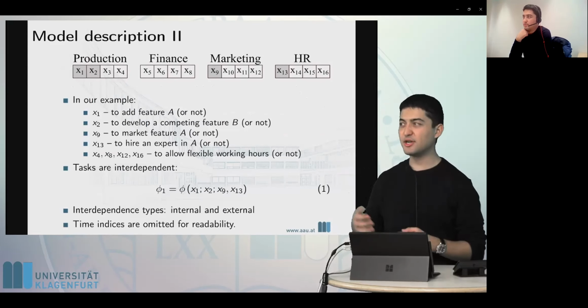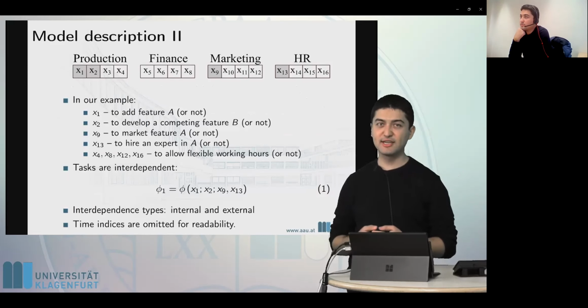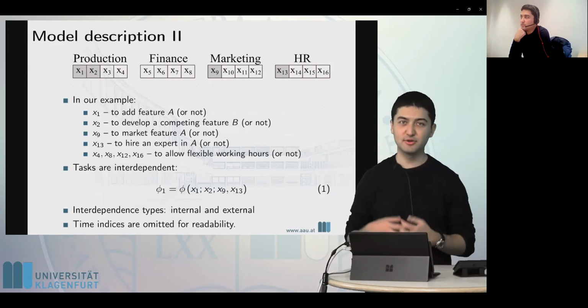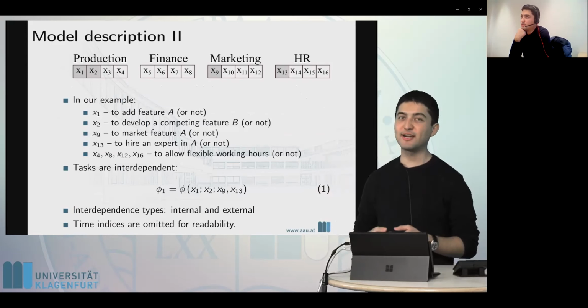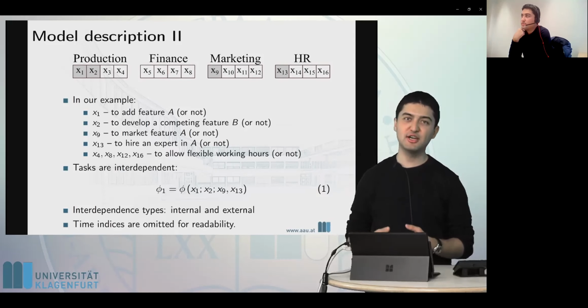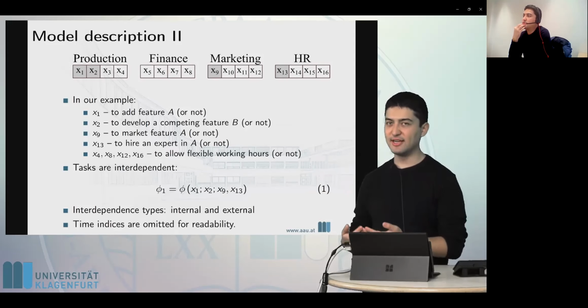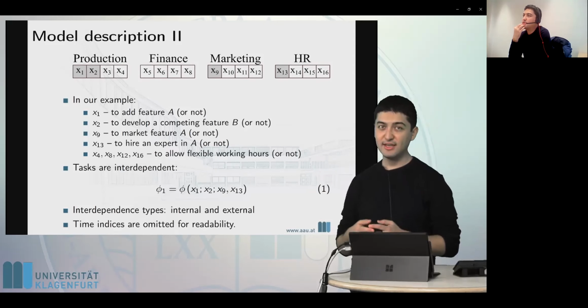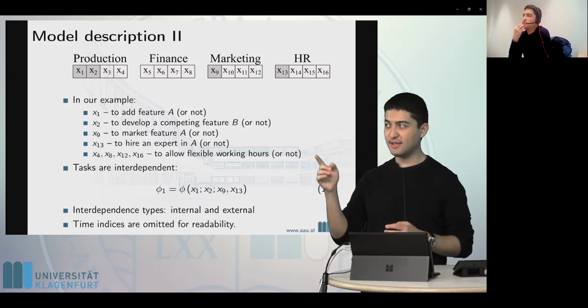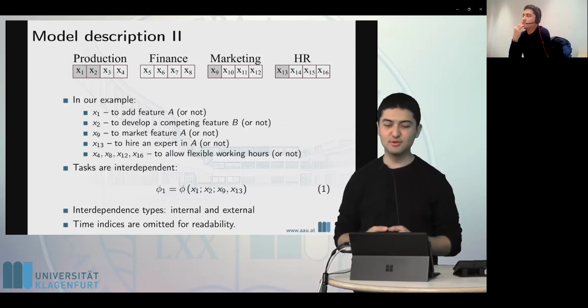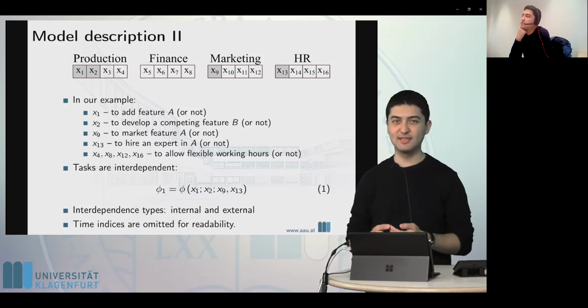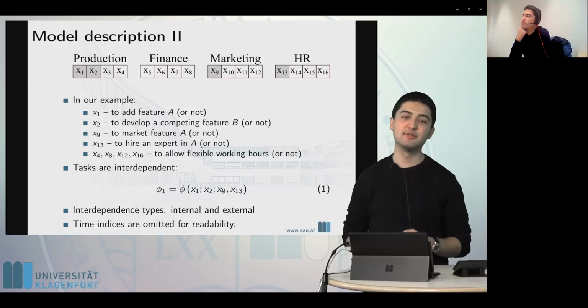To connect it to our example, let the first task of a production department be to develop a feature A or not. Task 9 would be for marketing to market this feature A or not. And task 13 would be for HR to hire an expert in A or not. Going back to the production department, X2 would be the decision whether to develop a competing product B or not. And finally, X4, 8, 12, and 16 would be the tasks to allow flexible working hours or not. We can see that this decision is common to every single department.